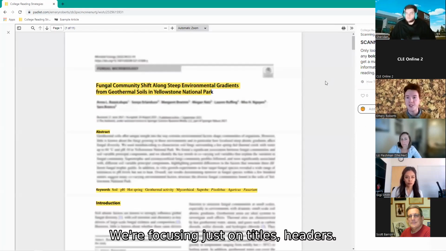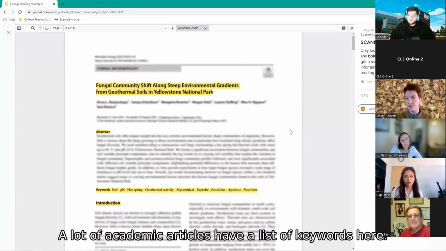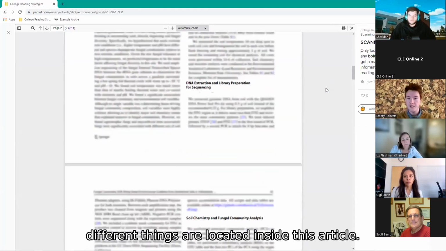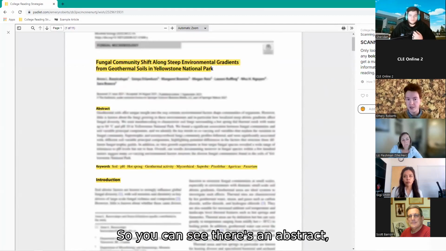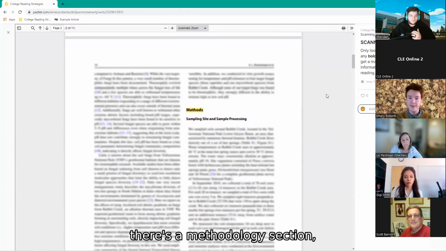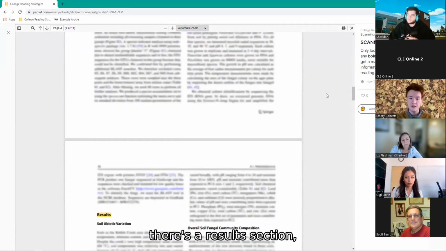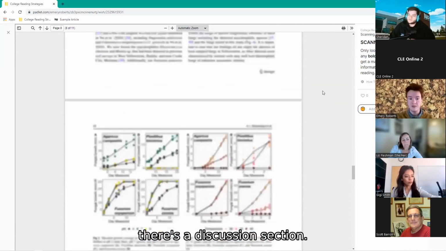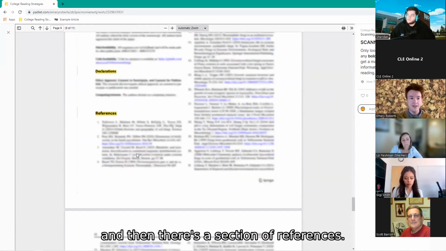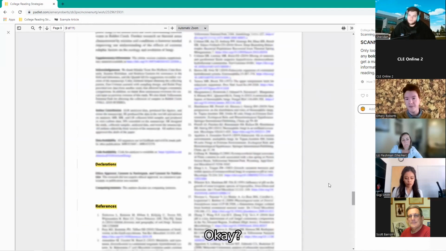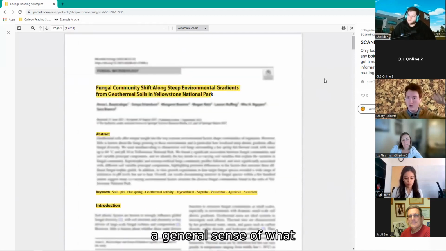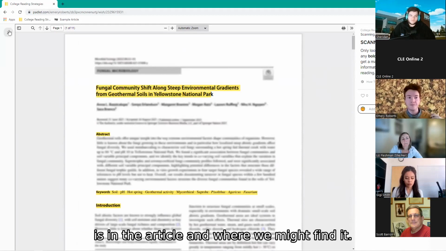Scanning is going to look something like this. Okay. We're focusing just in on titles, headers. A lot of academic articles have a list of keywords here. And we're just trying to get a general sense of where different things are located inside this article. So you can see there's an abstract, there's an introduction, there's a methodology section, there's a results section, there's a discussion section, there's a little declaration, and then there's a section of references. Okay. So that just gives us a general sense of what is in the article and where we might find it.